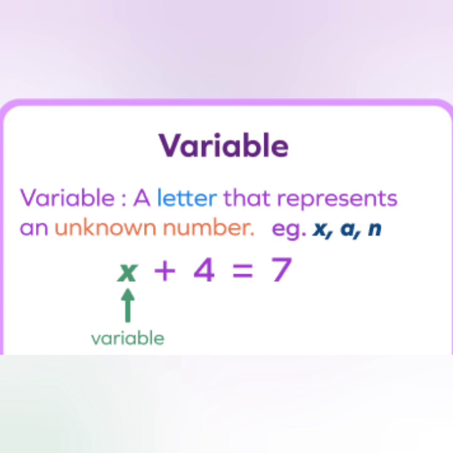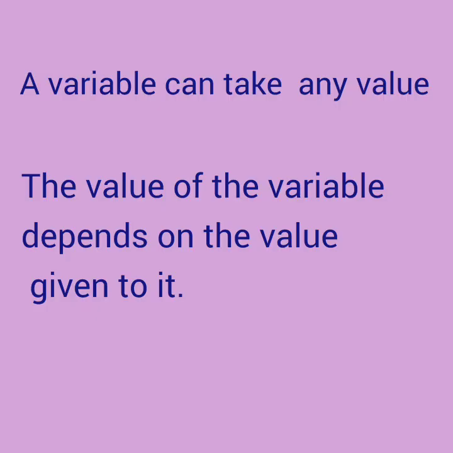The letters we use in algebra are called variables. All the small letters can be used as a variable. A letter that represents an unknown number is called a variable. A variable can take any value. The value of the variable depends on the value given to it. As the value changes or varies, we call it a variable.